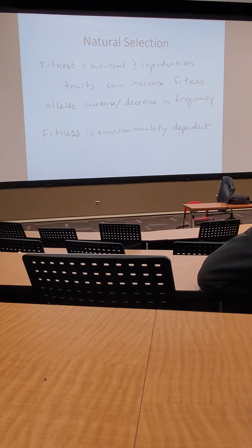I showed that to you with the mice, sort of. I told you that mice co-occur on soils where their color matches. That's because fitness is environment dependent. If you're a dark colored mouse on dark colored soil, you have high fitness. If you put that mouse on light colored soil, you have low fitness.